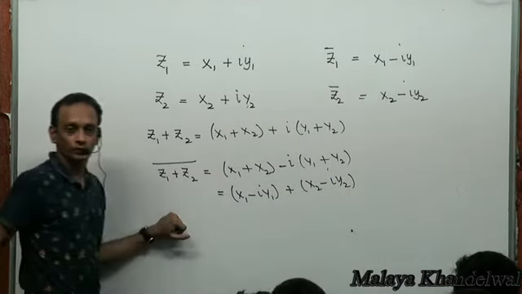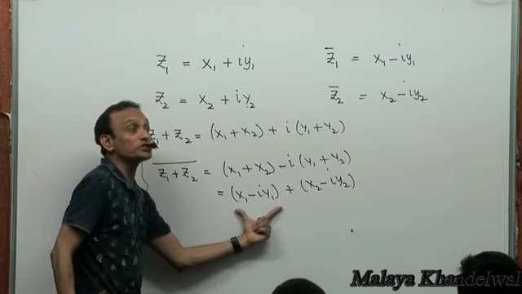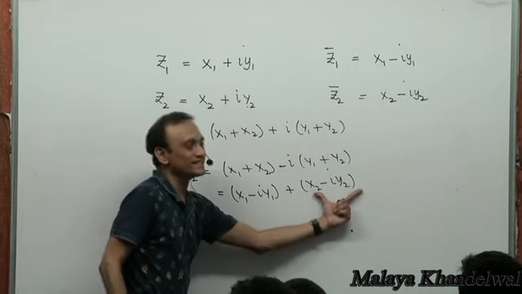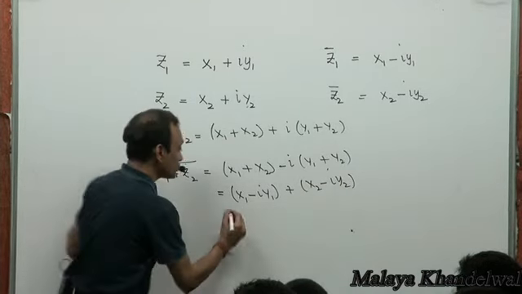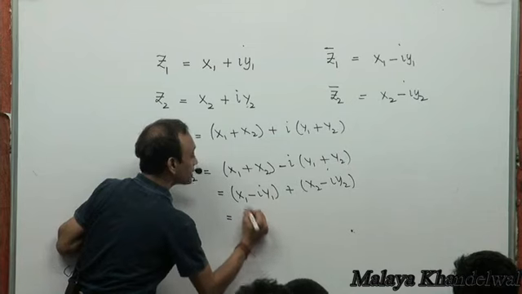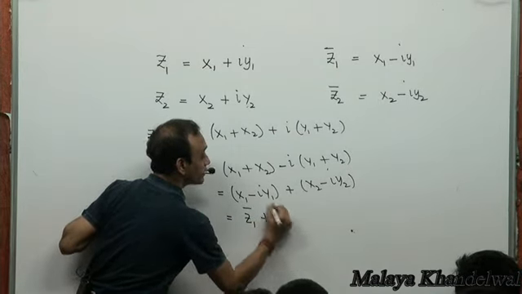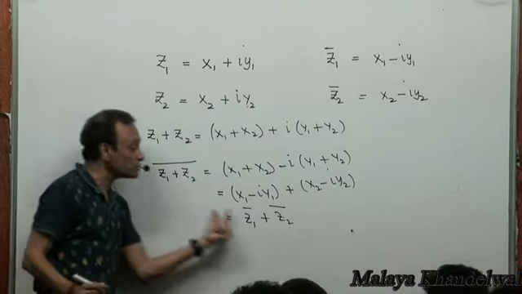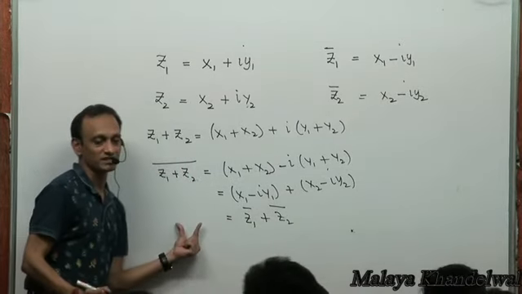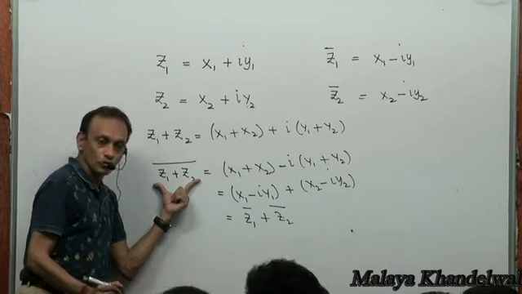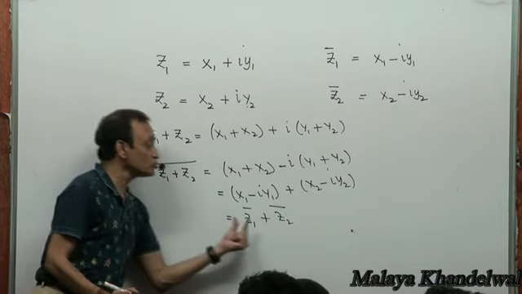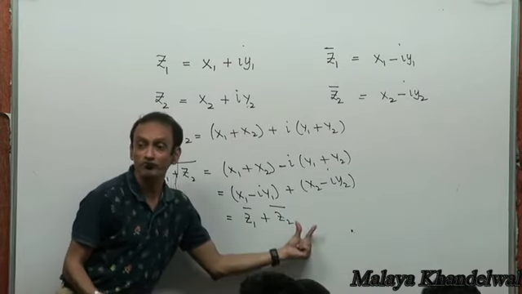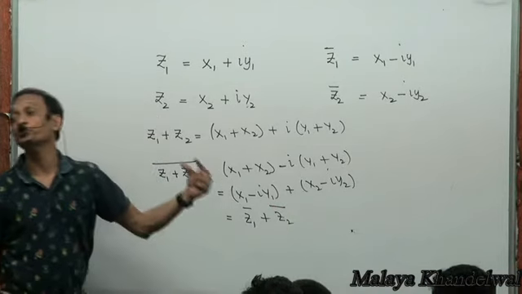Yes or no? And what is this? This is z1 bar. What is this? z2 bar. Yes or no? So z1 bar plus z2 bar. That means bar of the sum of a number of complex numbers would be sum of their bars. Bar of z1 plus z2 is going to be bar of z1 plus bar of z2. That's an important property.